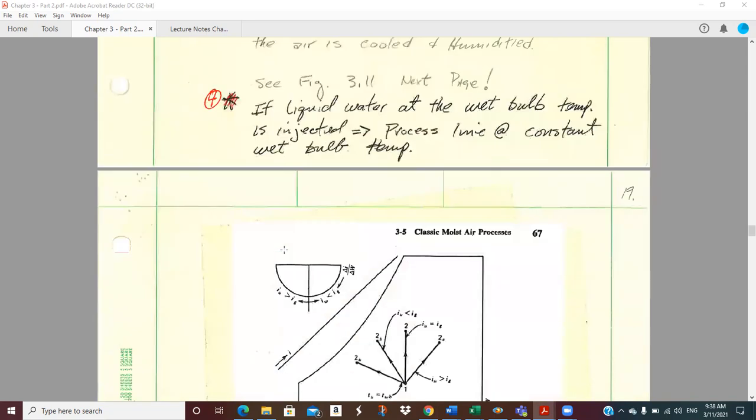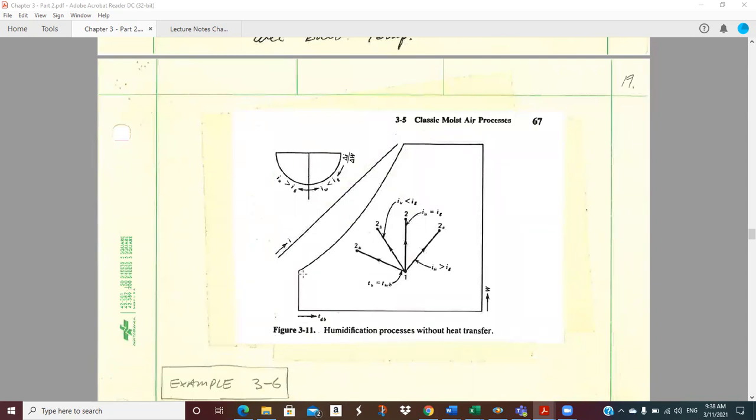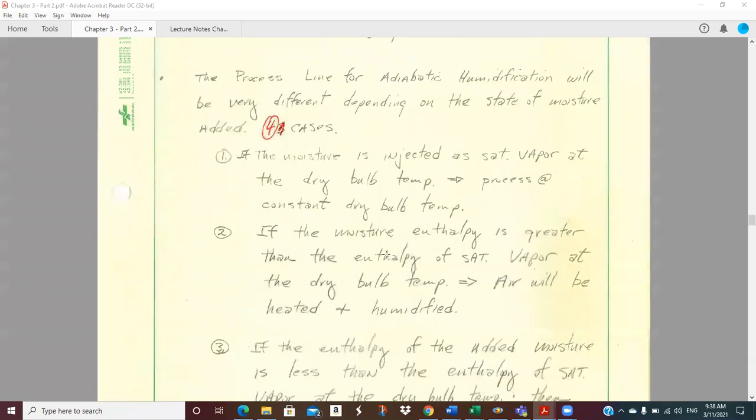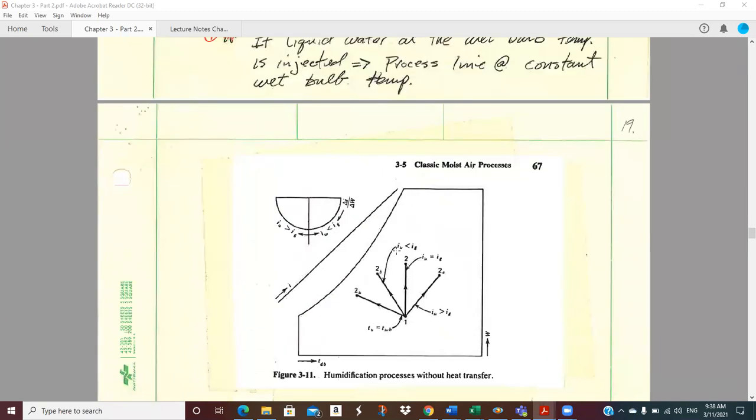Okay, so here, let's go down and look at this figure. So this figure kind of summarizes different possible humidification process lines. And this is based on different enthalpies of moisture that are injected. So we've got kind of four cases that we'll talk through here to just kind of get a better feel for this. Okay. So one is if the moisture that the humidifier puts into the airstream is injected as saturated vapor at the dry bulb temperature. So at whatever temperature that air comes into the humidifier, if we inject saturated steam at that same temperature, then the process line is constant dry bulb temperature.